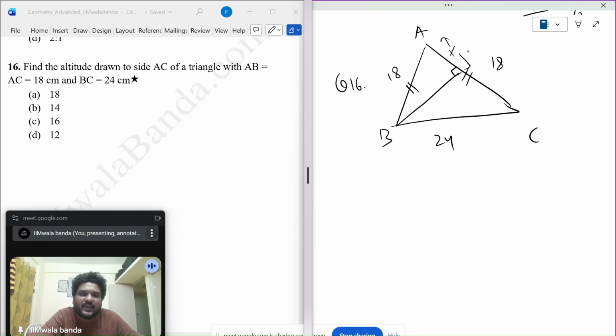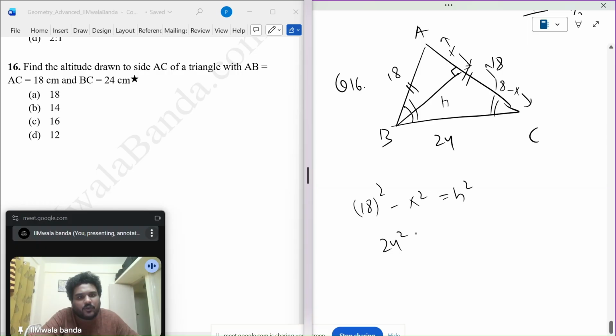Let's take this as x, and this will be 18 minus x. These two angles are equal. I want to use Pythagoras and equate this height h. 18 square minus x square should be h square, and in this case, 24 square minus 18 minus x whole square should be h square. If I equate these two, I can find x, and if I put it in any one, I can get h. Let's do that then.